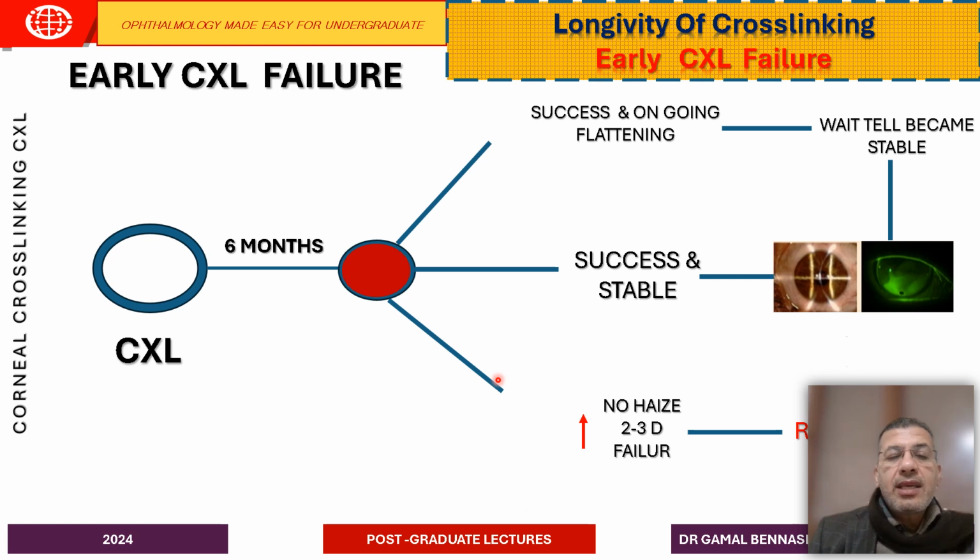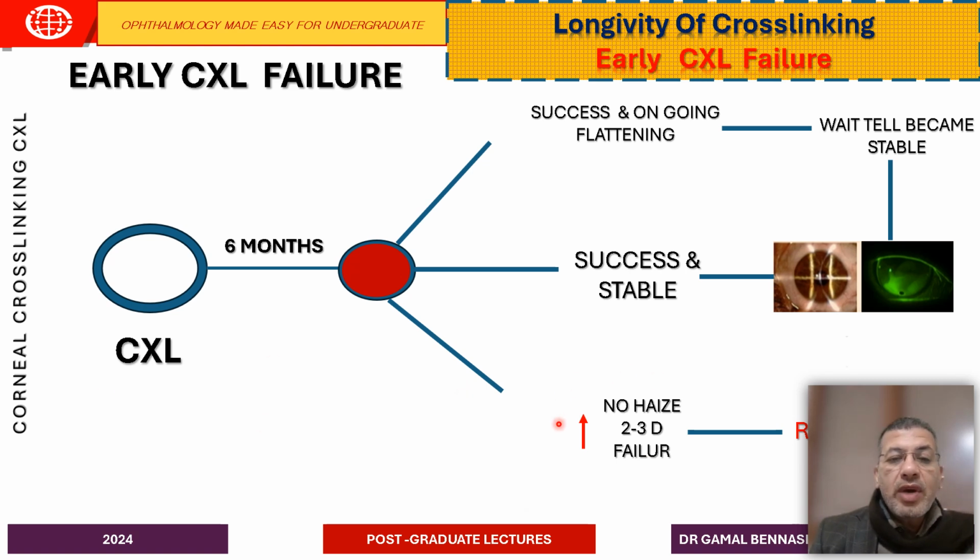So if you find within the first 6 months that the patient is progressing, with an increase in the K reading, steepening of the cornea, and a marked drop in the visual acuity, this means that you have an early failure and you need to plan re-cross-linking, and usually this is done after 6 months.